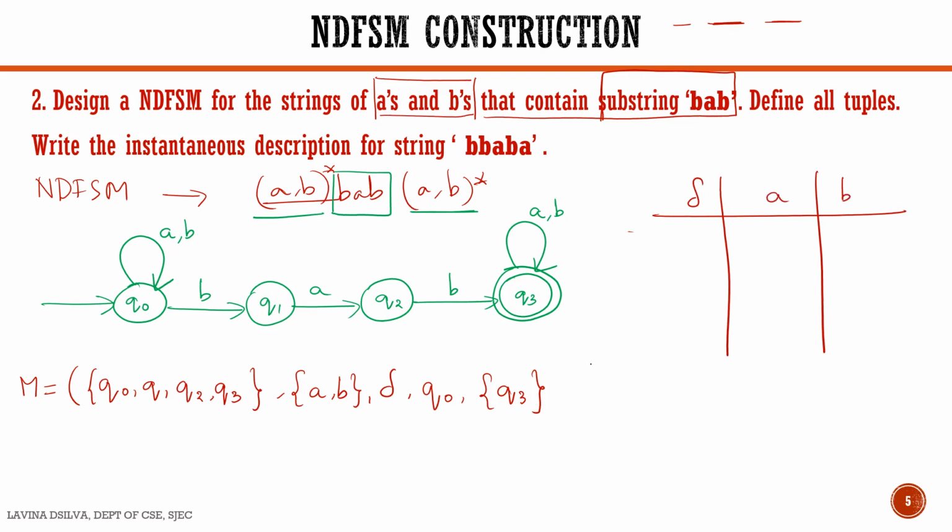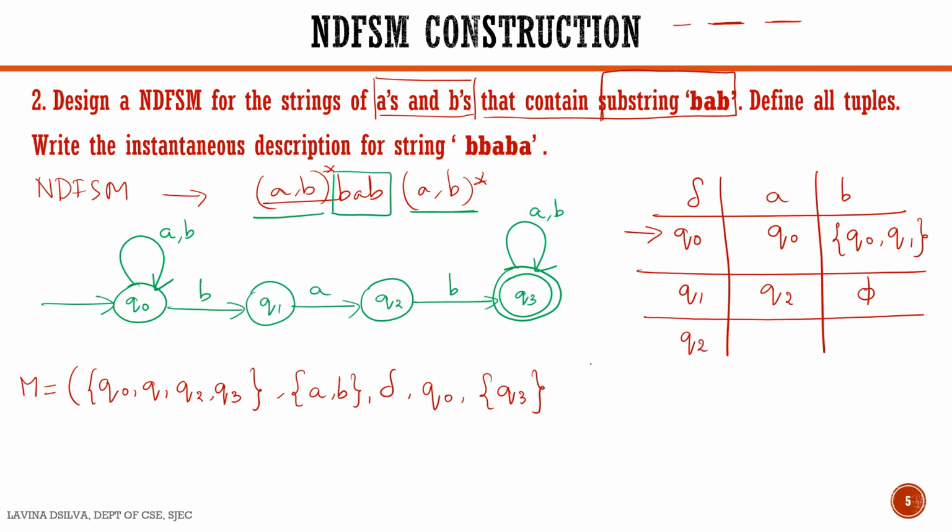A and B. Q0 was our start state, so on reading A remains in Q0. Q0 on reading B can go to 2 states, that is can remain in Q0 or go to Q1 state. Q1 state, we have a transition only defined for A, that is goes to Q2 state, whereas no transition is defined when it sees a B. Q2 state, there is no transition defined for A input, whereas when it sees a B, it goes to Q3 state. And Q3 state is our final state. Therefore, if it sees a A, it remains in the same state. When it sees a B, it also remains in the same state.